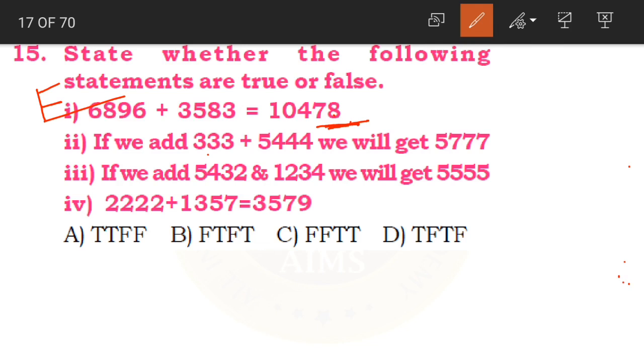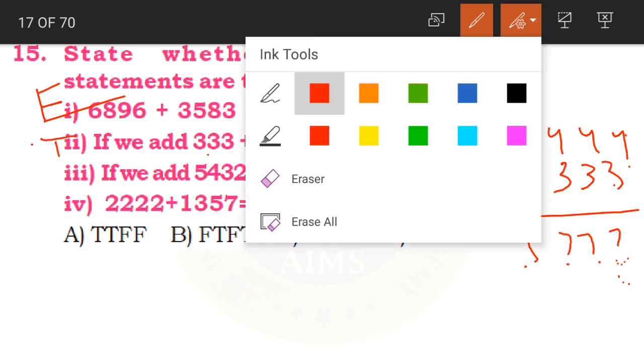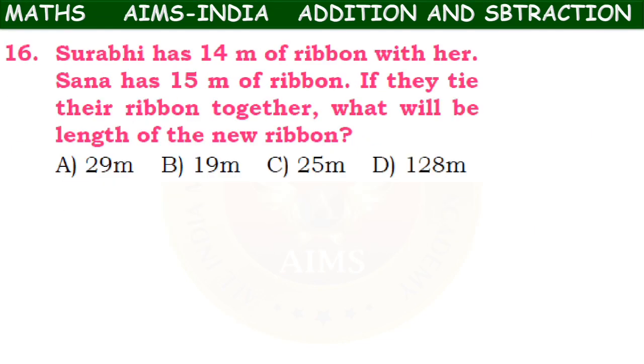Question number 2. If we add 333 to 5444, 7775. What did we get? 5771. The same as given in the statement. So it is true. Yes. So first statement is false and second statement is true. So from the given options, only option B has the same format. So option B will be our correct answer.